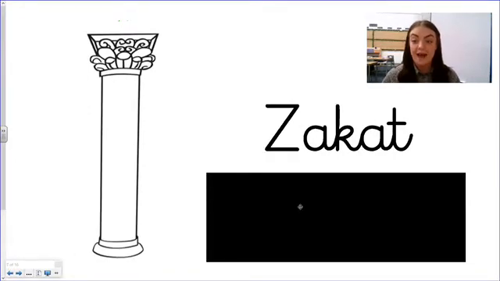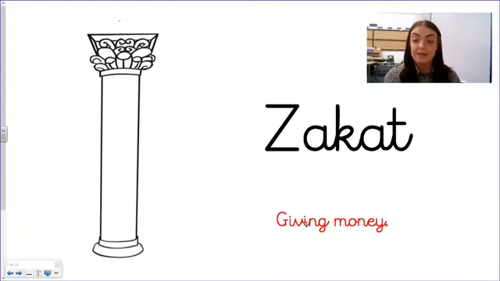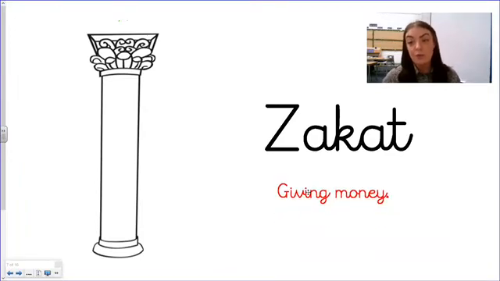Next one, Zakah. Zakah, can you remember what that one is? Very, very kind one, this one. It's giving money. You might have written down exactly how much money they give, but again, we don't need to know that right now. We're going to explore that further. But simply giving money to other people who need it more than you do, which I think is a really, really kind thing to do. Such a kind thing to do, and a great pillar there. So that is the 3rd pillar.